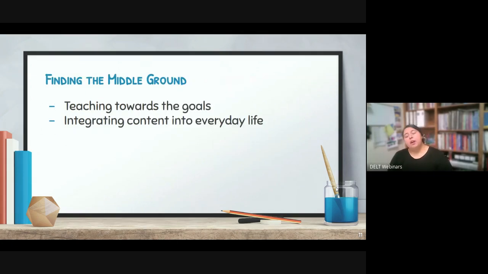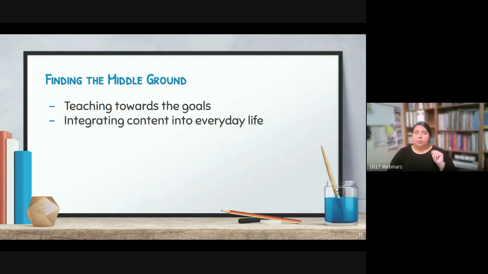Finding the middle ground probably is the hardest thing. So you have these two ideas. How do they meet in the middle? You always want to teach towards those goals, your goals and the students' goals. So this can work in a variety of ways. One of the things that I like to do in my classroom is have post-it notes or big sticky notes and put what each student is wanting to do within that week or within that month. And we always have some sort of goals.